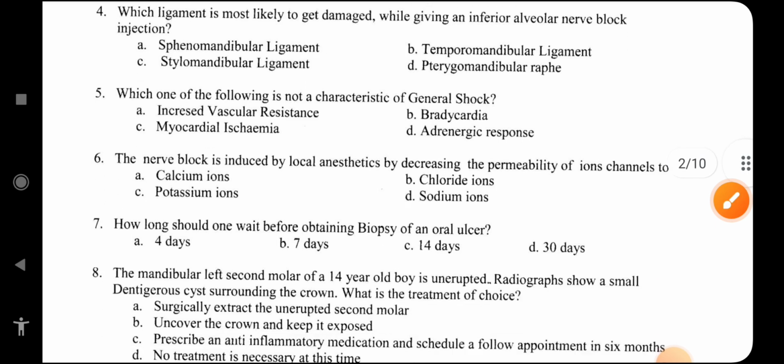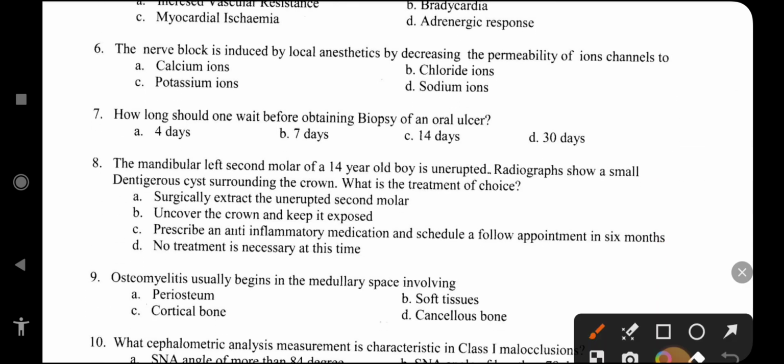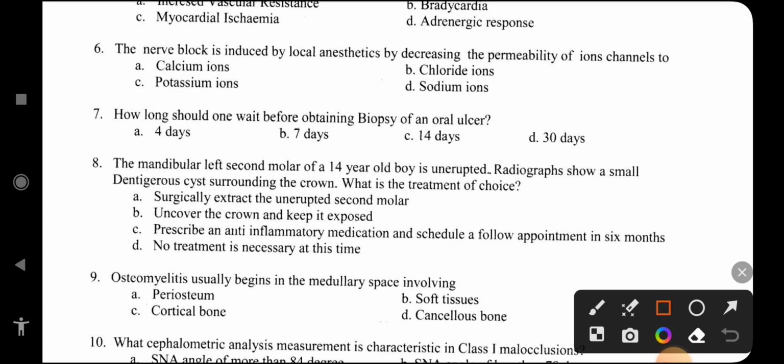Okay. Next question is nerve block is induced by local anesthetic by decreasing the permeability of ion channel to? Options are calcium ion, chloride ion, potassium ion, or sodium ion. And the correct answer is sodium ion. So nerve block is induced by local anesthetics by decreasing the permeability of sodium ion.